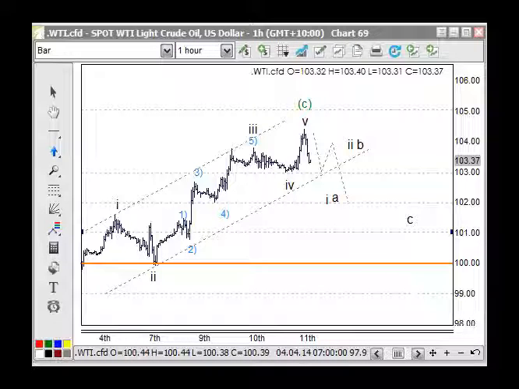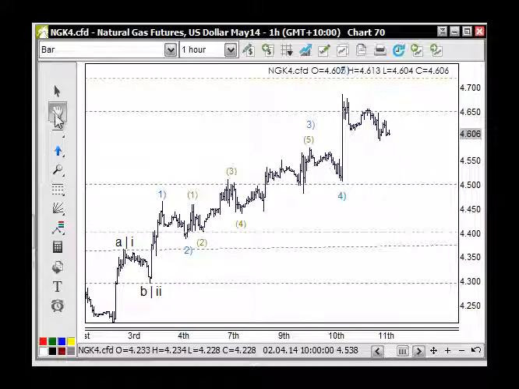Just having a look at Brent on the side there. Brent's got pretty much the same pattern as well, so not a lot to be said and done. So basically just waiting for this correction to unfold here. The gas market's pretty much the same as well.